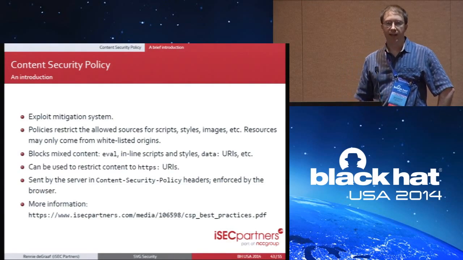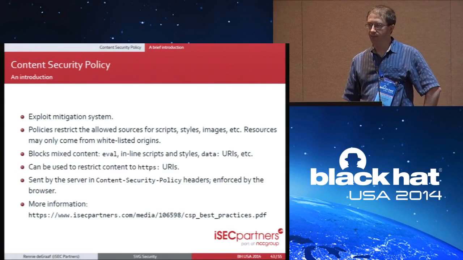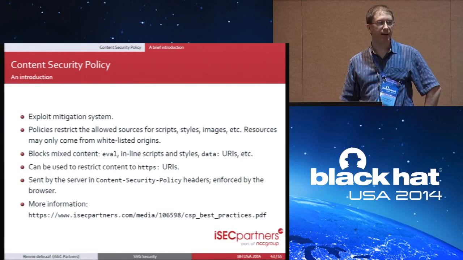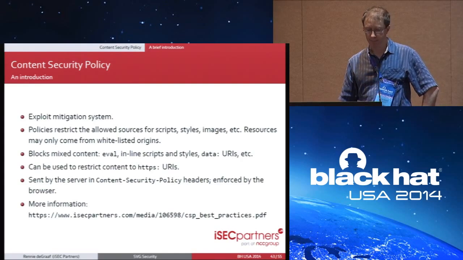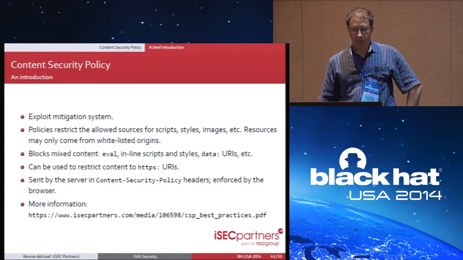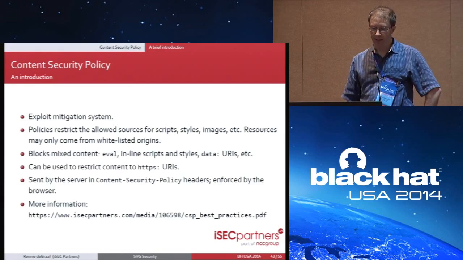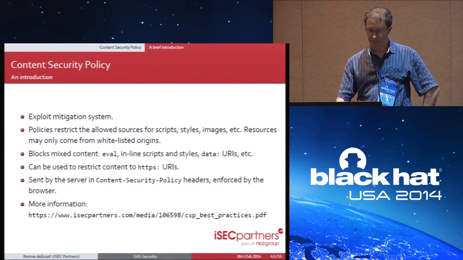Now let's take an aside and talk about content security policy for a bit. Hopefully a lot of you are somewhat familiar with it. It's an exploit mitigation system. It lets the server define policies which restrict allowed sources for scripts, styles, images, and whatnot, so that these resources can only come from whitelisted origins. It blocks mixed content, things like eval, inline scripts and styles, data URIs, and whatnot, unless overridden in the policy. And it's set by the server using content security policy headers, and these are enforced by the browser.